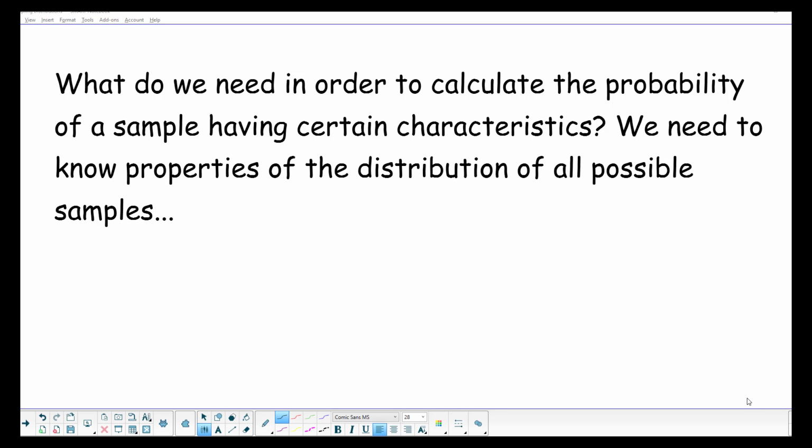Alright, so what is it we need to know in order to calculate the probability of a sample having certain characteristics? Well, we need to know the properties of the distribution of all possible samples, and what this means is we need to look at sampling distributions. So we're going to look at a bunch of different samples where I'm looking at proportions from the same population.